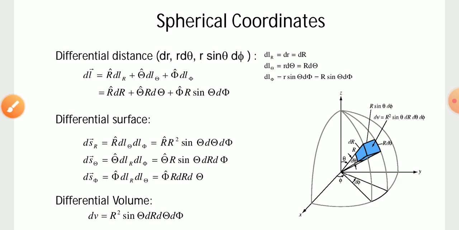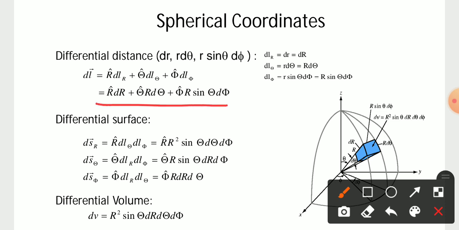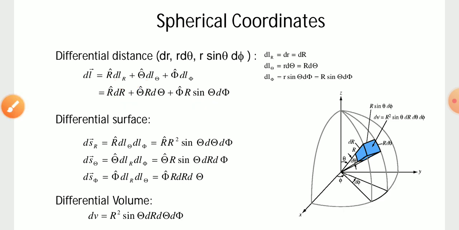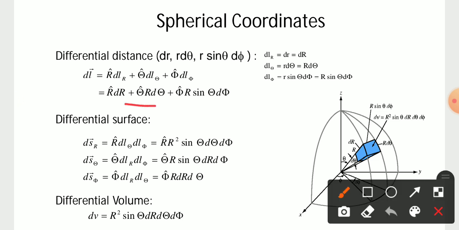So if all three are the reason for the differential displacement, then you have to write down each and every term to identify the expression for the differential displacement, and that is defined as dr r-cap, r d theta theta-cap, and r sin theta d phi phi-cap. Here the cap denotes the unit vector, because the differential displacement is also a vector term. The phi unit vector is multiplied with the magnitude term r sin theta d phi. So from this you can get the value for the differential distance.